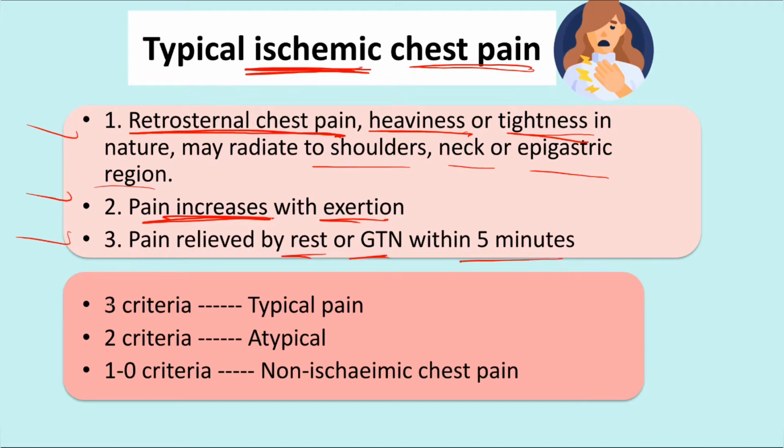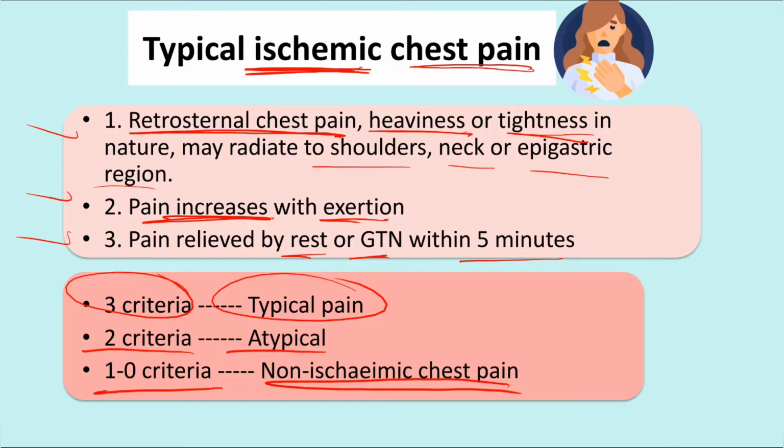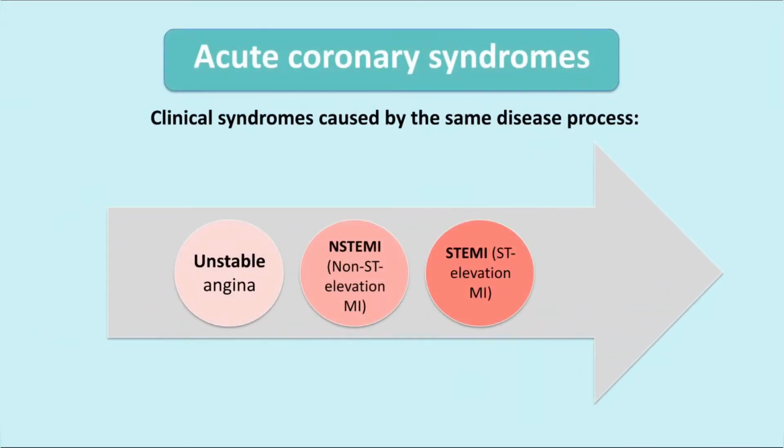If the patient has all three criteria, this is typical chest pain. If only two criteria, atypical. If the patient has 0 or 1 criteria, it is non-ischemic chest pain. Usually it means that the pain is not attributed to ischemia.